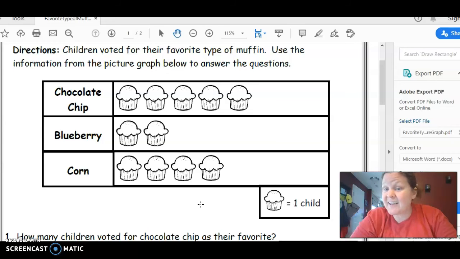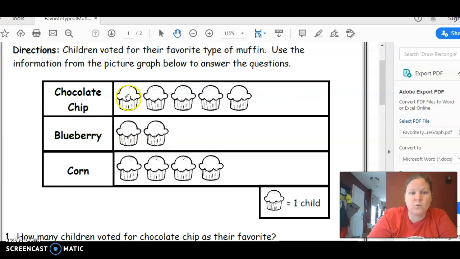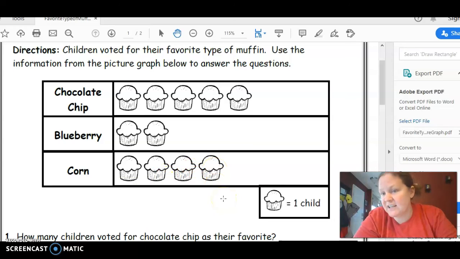So here's what we do. It's kind of like addition. It's like adding. We could count all the muffins and that would tell us how many kids voted. So watch. 1, 2, 3, 4, 5, 6, 7, 8, 9, 10, 11. 11 kids voted because there are 11 pictures of muffins. They all didn't vote for the same thing. 5 voted for chocolate chip, 2 for blueberry, and 4 for corn. But 11 kids in all.